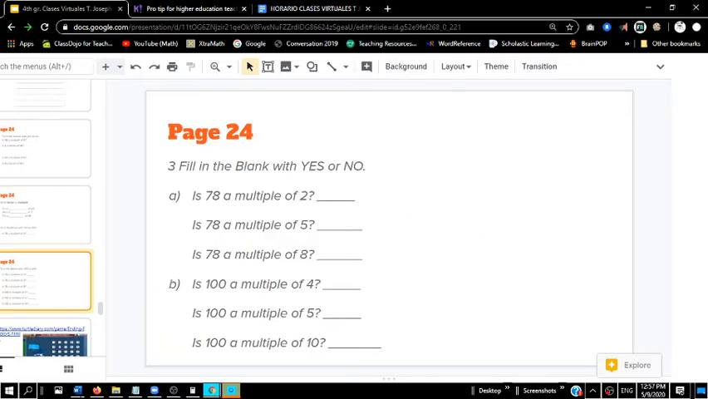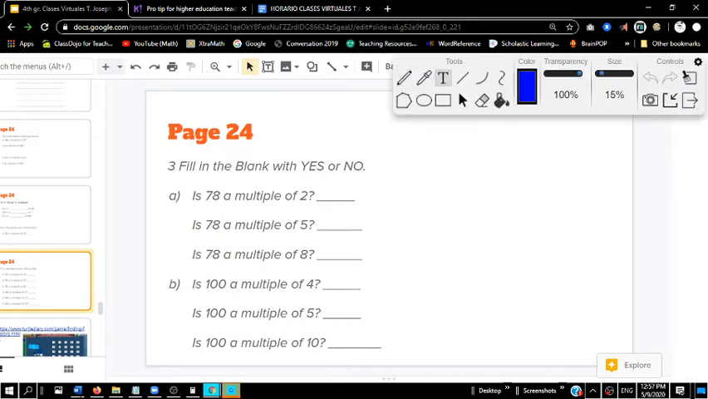Let's go to the next part. Let's read the next question. It says, is 78 a multiple of 5? If we count by 5, boys and girls, 5, 10, 15, 20, 25, 30, 35, will we eventually get to 78? Yes or no? No, we won't. It's going to get to 75 and 80, but it won't get to 78.